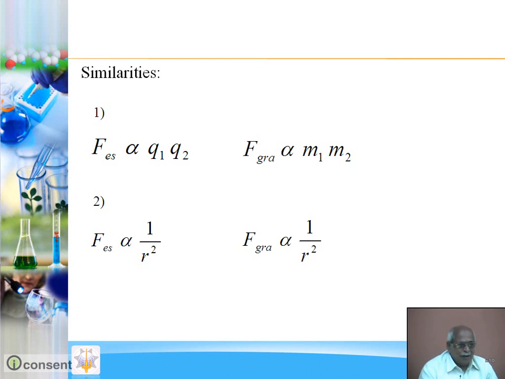At present we are not considering that. So first similarity between Coulomb's law equation and Newton's law equation. Electrostatic force proportional to Q1, Q2. Gravitational force proportional to M1, M2. Now the second similarity. Each force is proportional to 1 upon r square. Inverse square law.